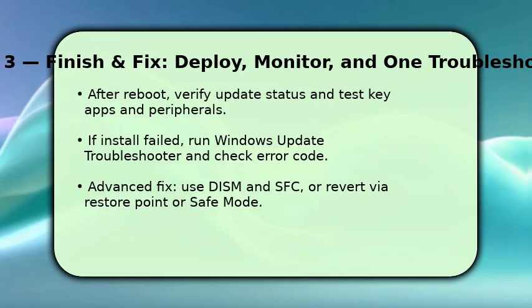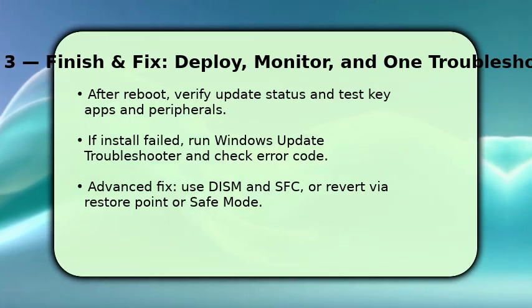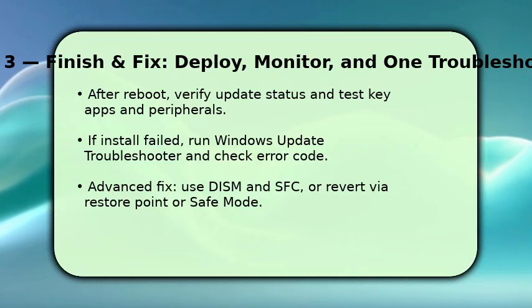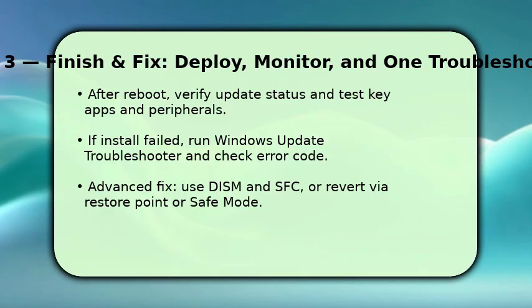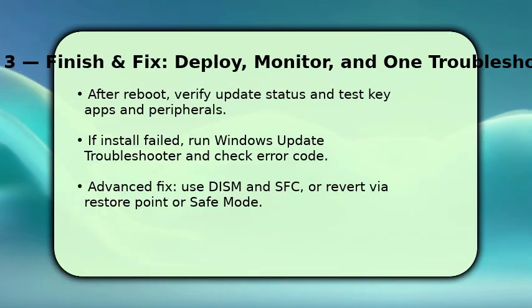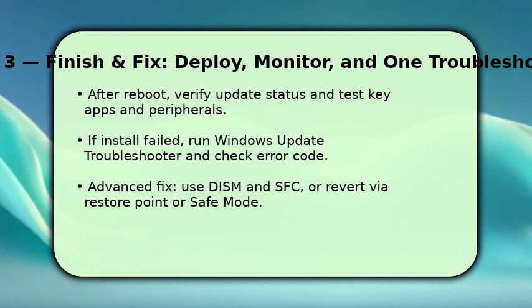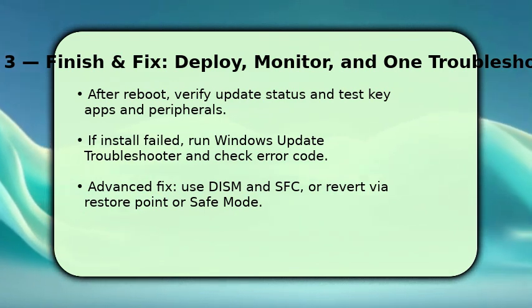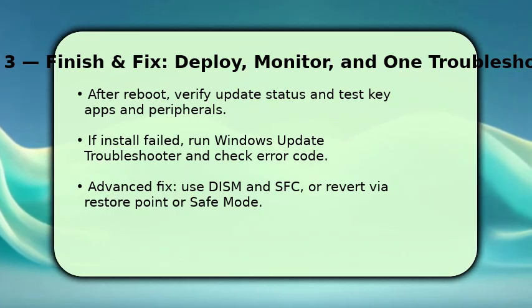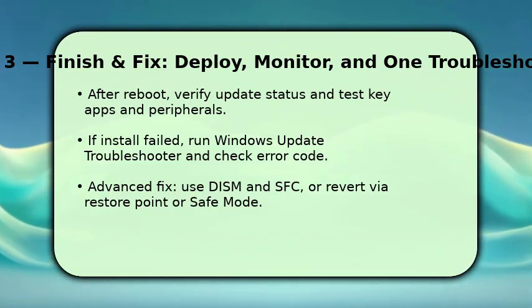confirm functionality. If an install fails, note the error code and run the built-in Windows Update troubleshooter because it fixes common component issues automatically. Once done, make sure to run DISM and SFC if files appear corrupt. These repair the image and system files. If problems persist, revert using the restore point or boot safe mode to uninstall the offending update, and then pause updates until a fix is released.